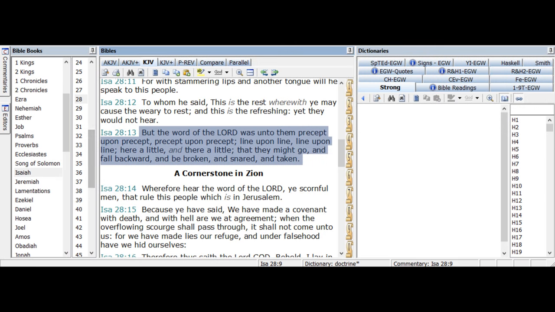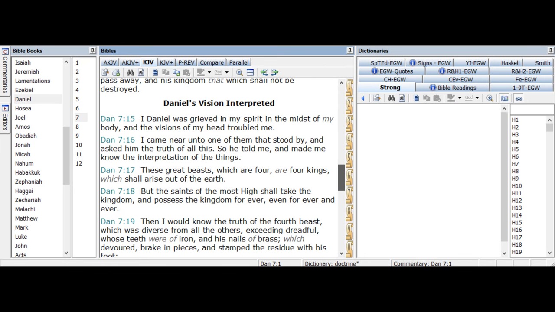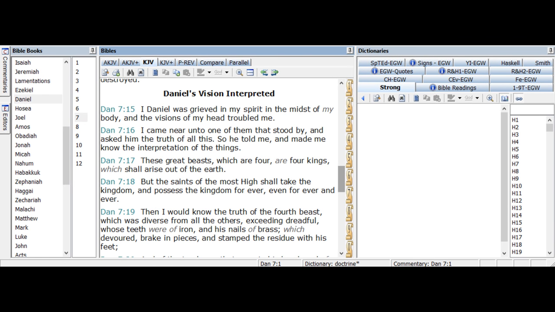Let's go to Daniel 7 and verse 17. Again, truth is like a diamond. We have to look at all sides. Okay? Here's what it says about the beasts. Daniel 7 and verse 17: "These great beasts, which are four kings, which shall arise out of the earth." So a beast in Bible prophecy is a king.